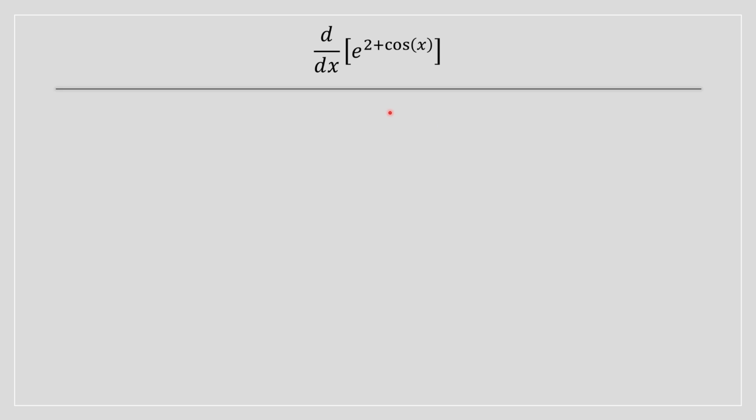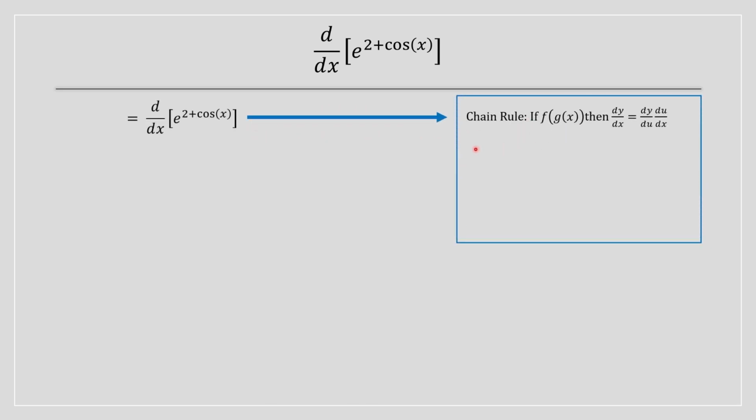Question 32. So in this question, we're going to apply the chain rule. And the reason why I have to apply the chain rule is that we have a function inside of another function. So we have the first function, which is e, then we have a function inside of that, which is 2 plus cos of x, right? And now we've got to rewrite it in terms of that.